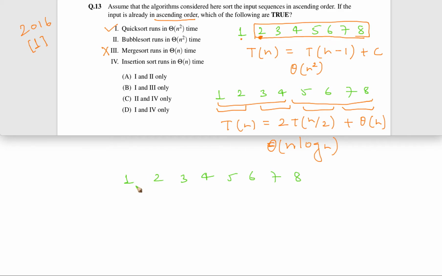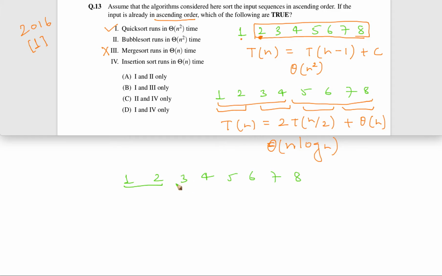2 is greater than 1, so this part is already sorted. Then we pick the third element and insert it in the proper place. But again, 3 is higher than the highest element in the previously sorted list, 2. So again, the position of 3 is okay.